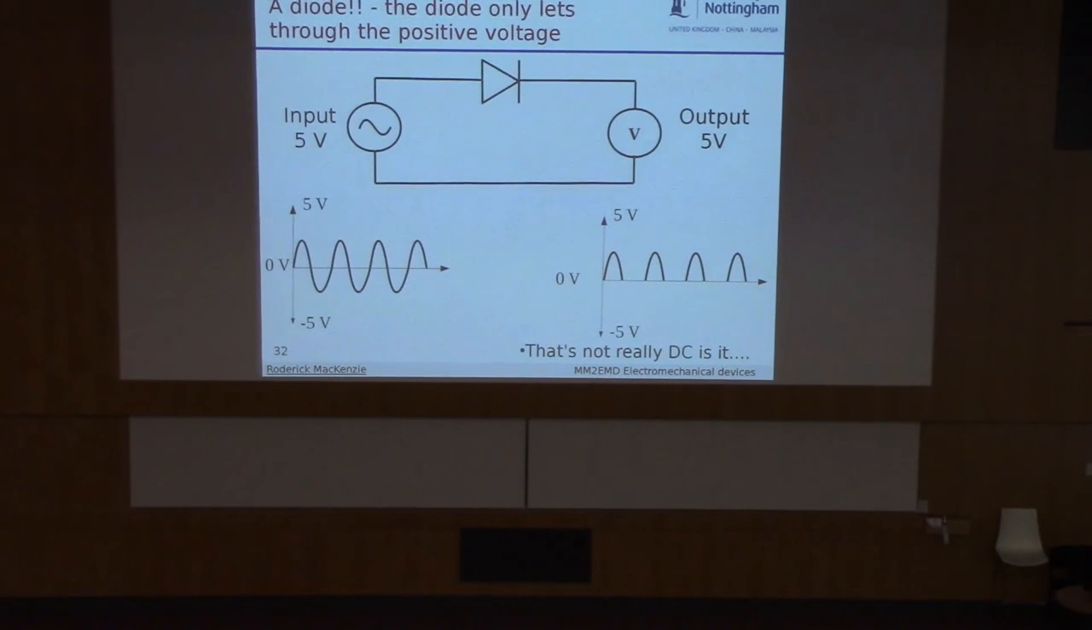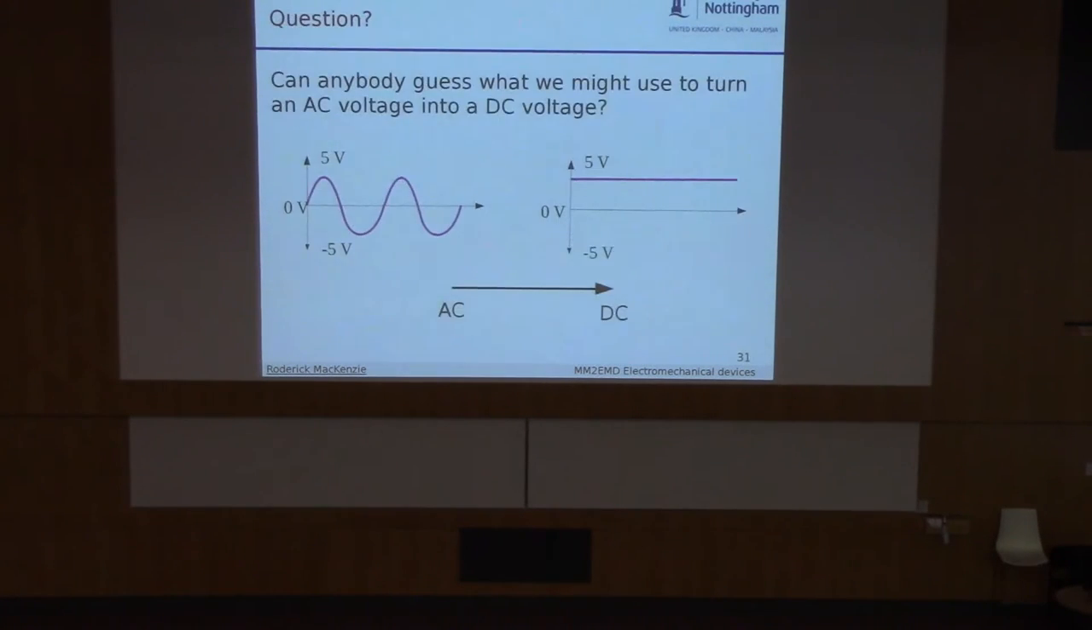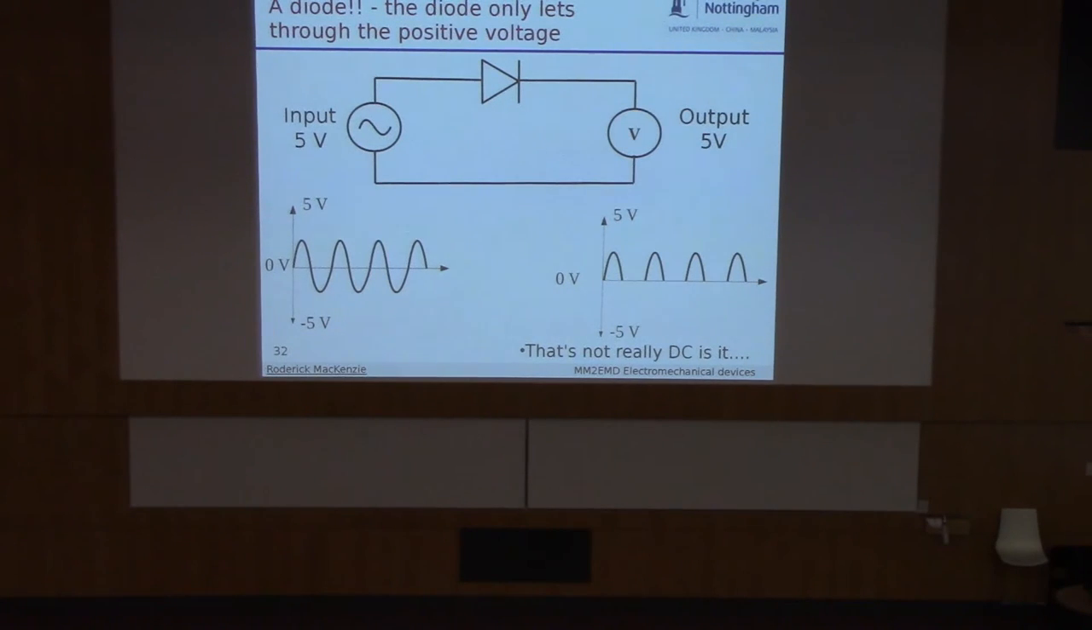So the cheap way, or the easiest way to do this, is effectively just slap a diode in the circuit. So here's our input voltage. For the moment, this really is a terrible pointer. For the moment, I'm going to simplify. I'm going to get rid of this transformer because this lecture is not about transformers. I don't care about transformers. I'm just going to say it's supplying a nice 5-volt supply here. So we've got 5 volts AC and some type of load. So what we could do in this circuit is put a diode.